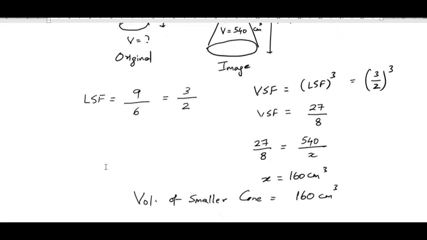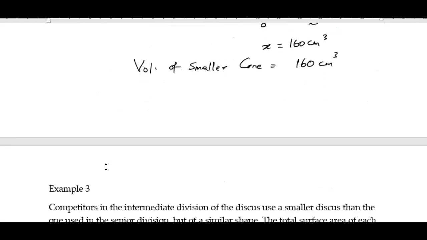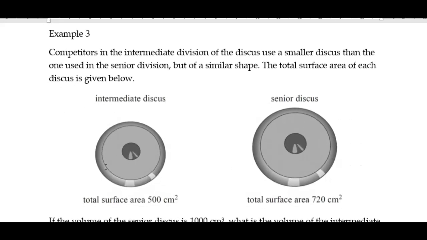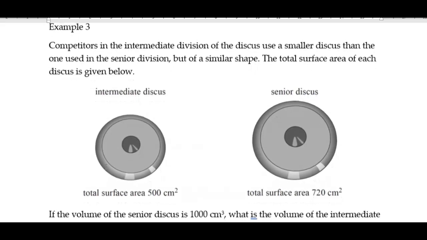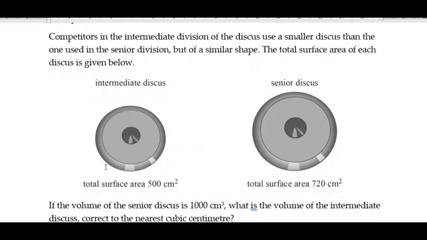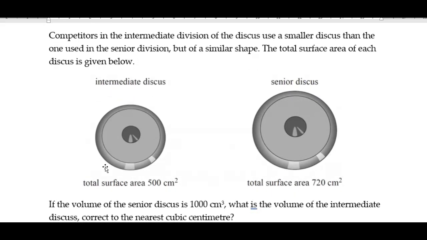Alrighty. Now let's move to a third example. Now this is a past VK exam question. So let's have a read of this question. Competitors in the intermediate division of the discus use a smaller discus than the one used in the senior division, but of a similar shape. So obviously the key factor here is that both shapes are similar.